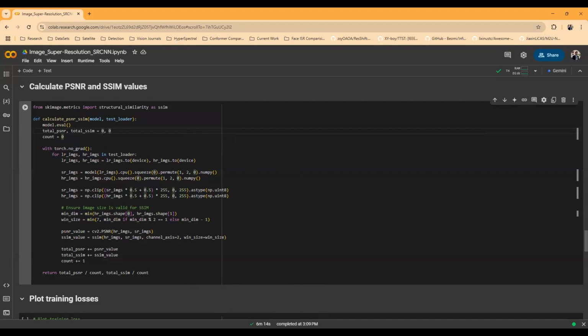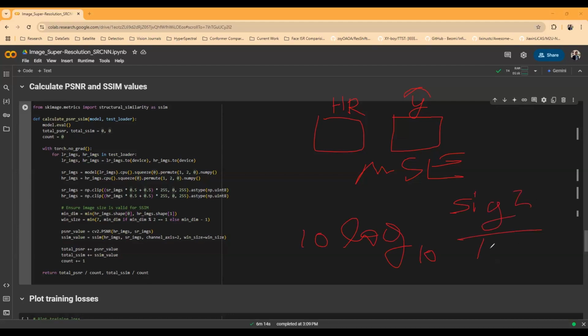So what is PSNR? PSNR is a log scale that takes the actual HR output and the predicted HR output, then calculates the MSE loss and uses the log scale, 10 log, of signal square upon MSE. So what is signal square?